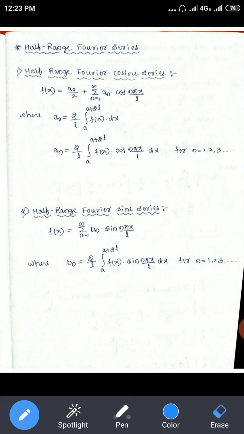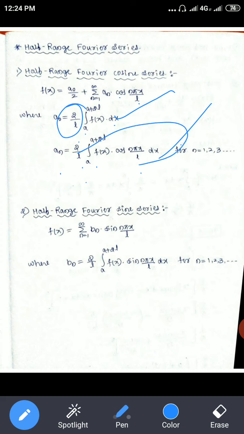What exactly the formula is: a naught is equal to 2 by l. Earlier it is 1 upon l. Here for half range you have to write 2 by l. So this is very important. That is 2 by l, integral a to a plus 2l f of x dx, and an is 2 by l, integral a to a plus 2l f of x into cos n pi x divided by l dx. These are the two formulas in half range Fourier cosine series, where n is from 1, 2, 3 and so on.